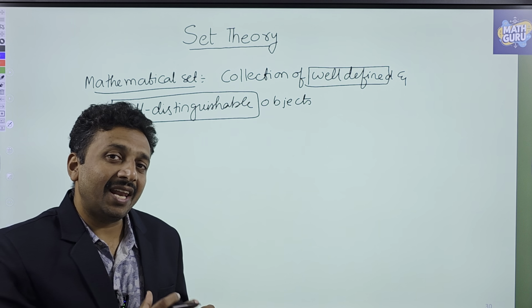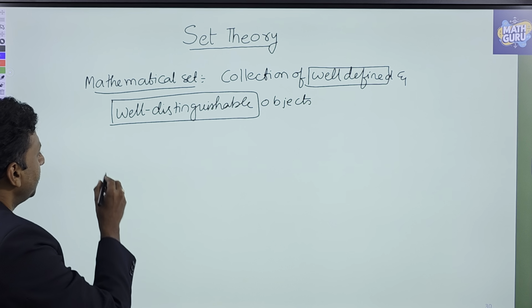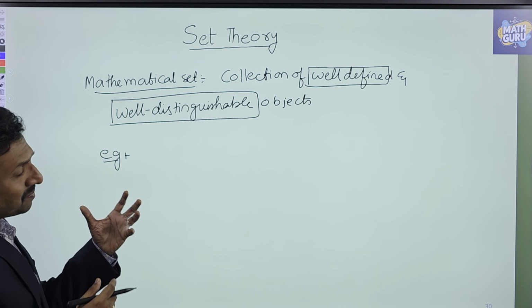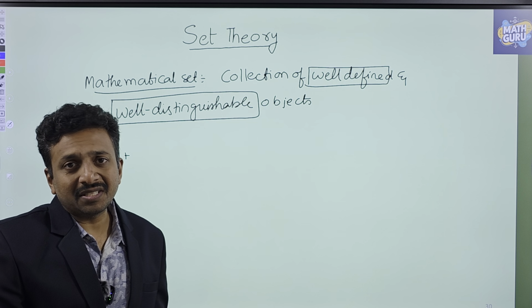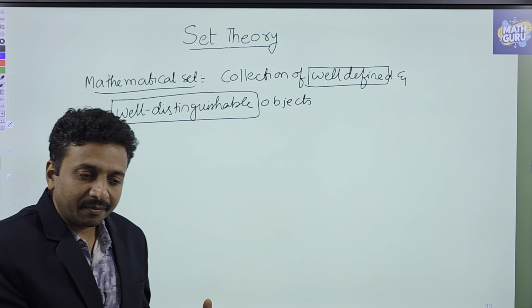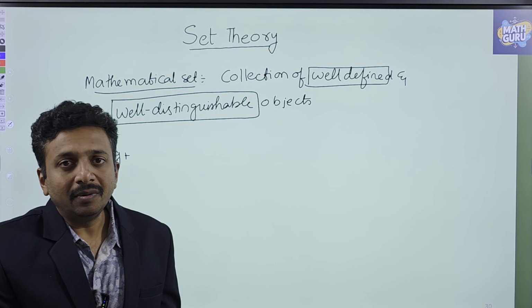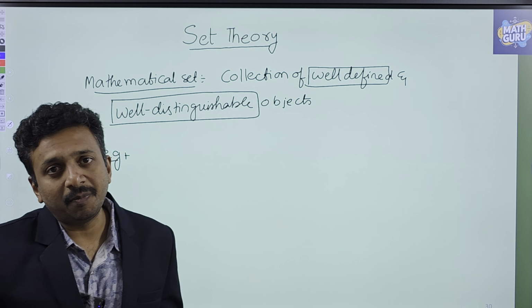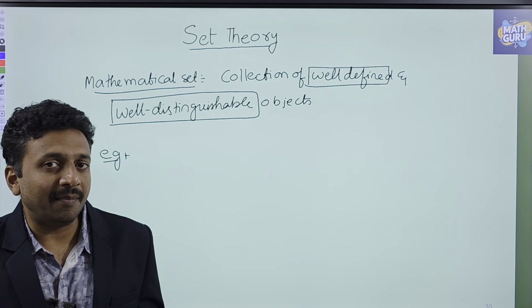A set should be a collection of well-defined objects. What this means is the definition of the set should be very clear. That means once we define a set, we should be able to decide whether a particular object belongs to the set or does not belong to the set without any ambiguity.